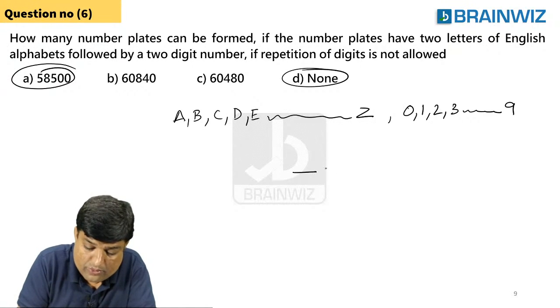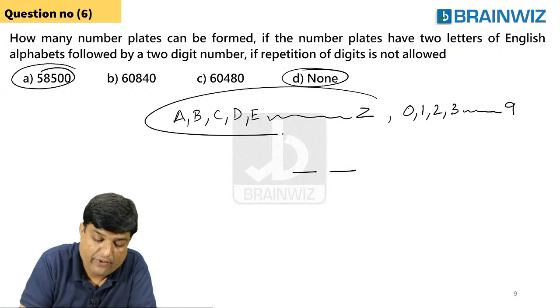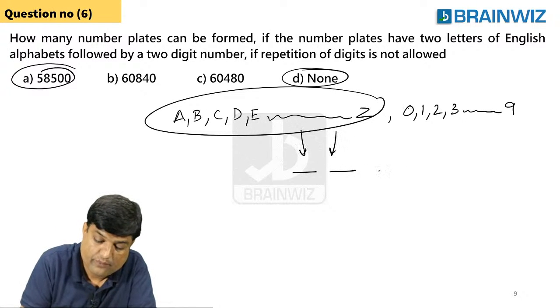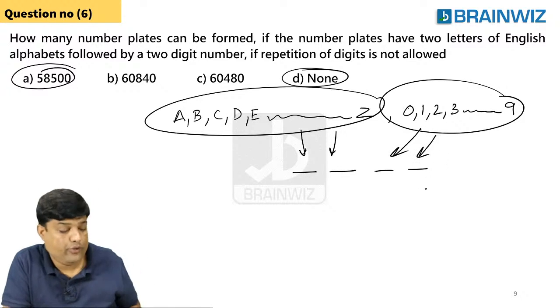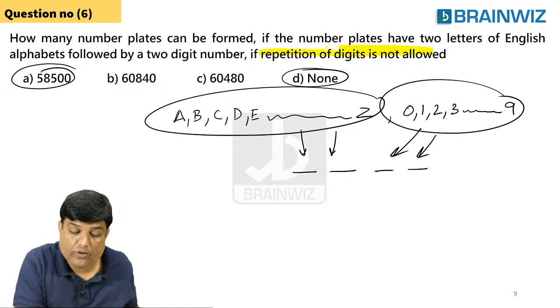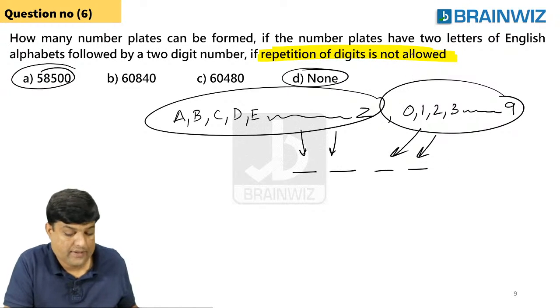Chaliye, guys, 2 alphabets you have to carry from here, followed by 2 digits, where he told you very clearly that a repetition of digits is not possible. Are you understanding, everybody?